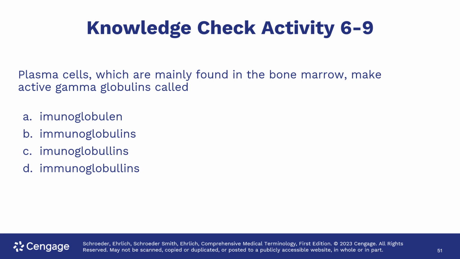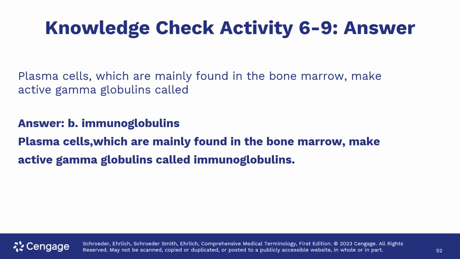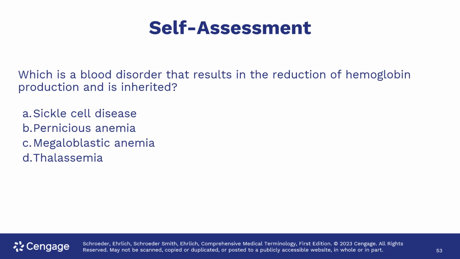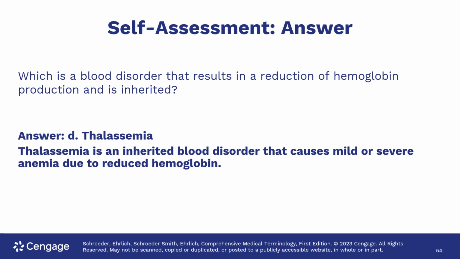What do plasma cells make? This is really a spelling question. Immunoglobulins. Which disorder is a decrease in hemoglobin and is genetic? Thalassemia. Sickle cell is genetic, but it does not cause a decrease in hemoglobin. The hemoglobin is just misshapen.